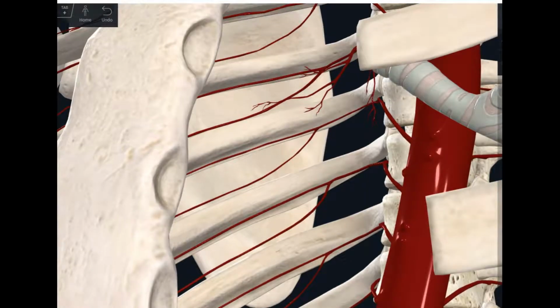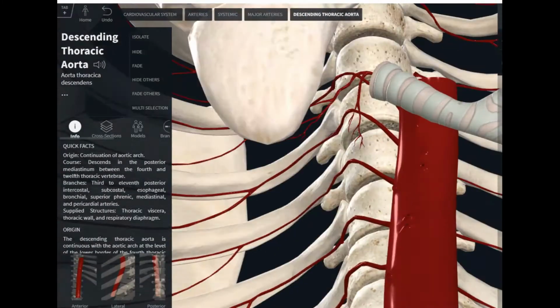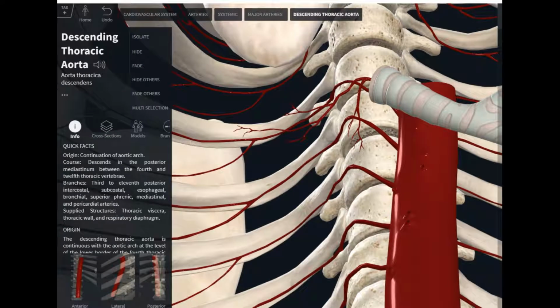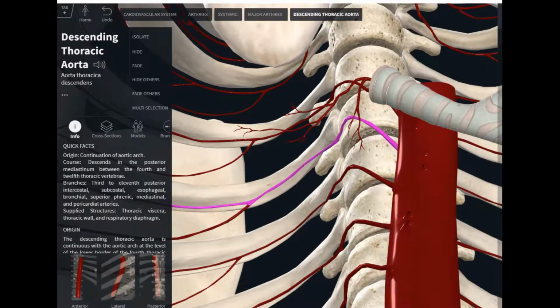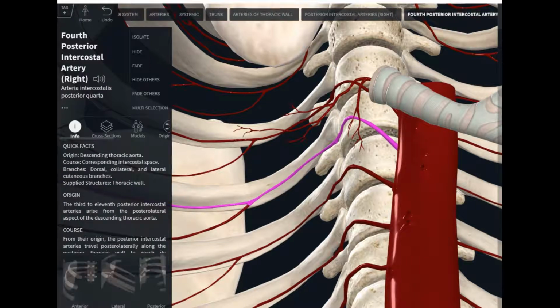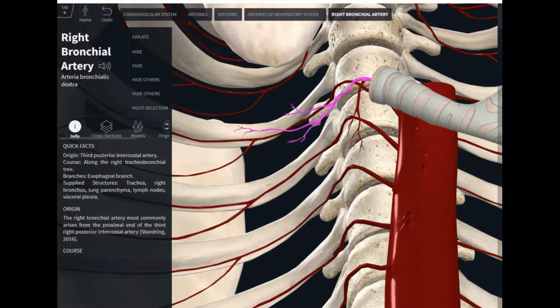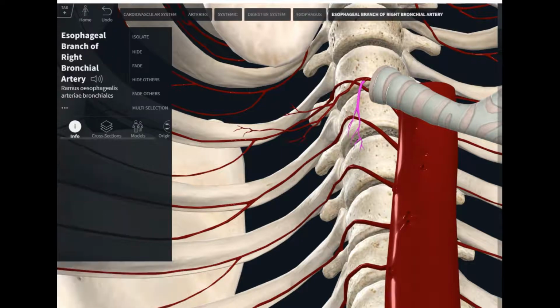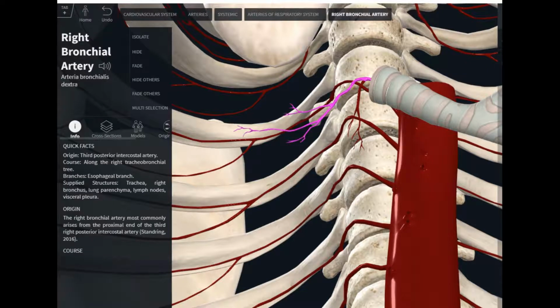Now the intercostal arteries, we all know, arise from the great vessel called the thoracic aorta. So just remember that the bronchial artery arises from the thoracic aorta, then we have the intercostal arteries, and branching off from the posterior side of the 3rd intercostal artery, we have the two branches of the bronchial arteries. One supplies the esophagus and the other supplies the actual bronchi.